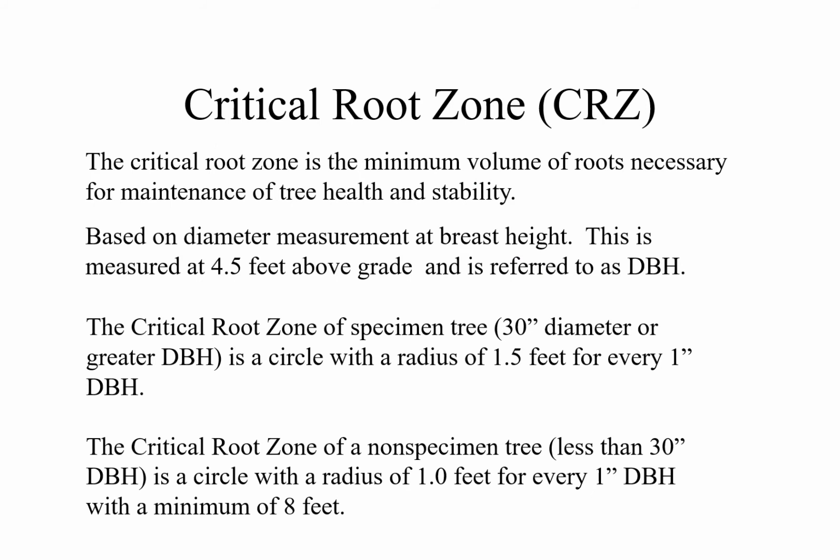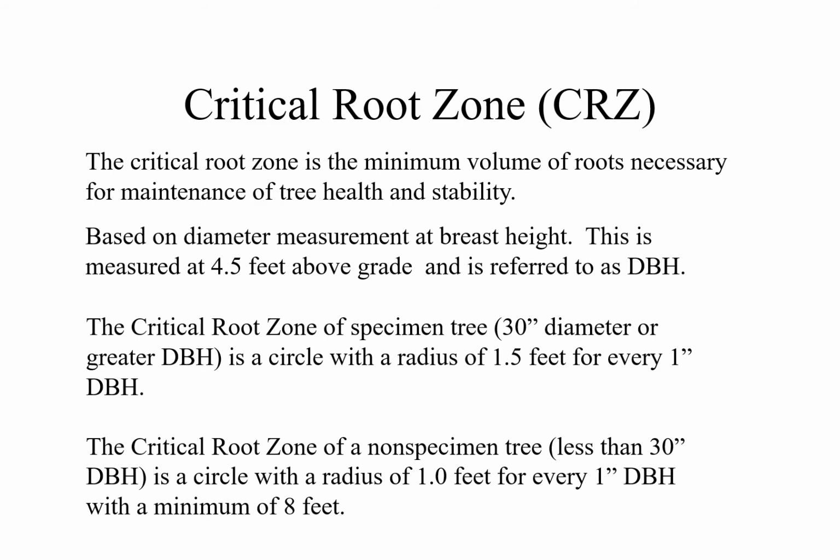The critical root zone is the minimum volume of roots necessary for maintenance of tree health and stability. The critical root zone is determined based on a diameter measurement at breast height on the tree. This measurement is measured at 4.5 feet above the grade and is referred to as DBH. Specimen trees are defined as those trees with a 30-inch diameter, DBH, or greater.